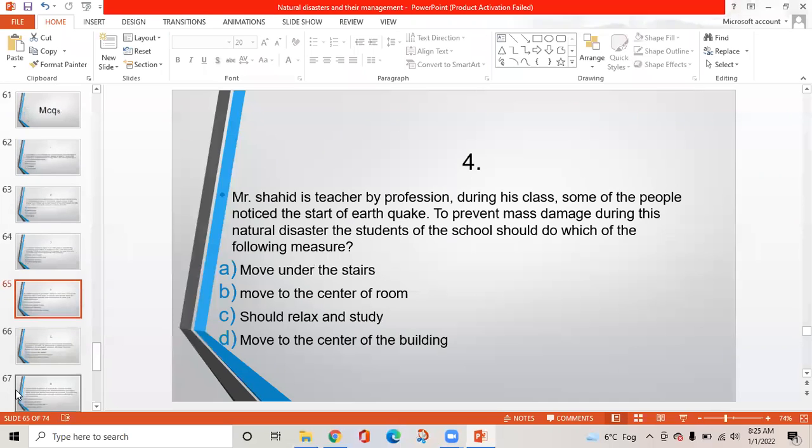Fourth MCQ is Mr. Shahid is a teacher by profession. During his class, some of the people noticed the start of earthquake. To prevent mass damage during this natural disaster, the students of the school should do which of the following measures? Option A, move under the stairs. Option B, move to the center of the room. Option C, should relax and study. And option D, move to the center of the building. Option D is the right one.